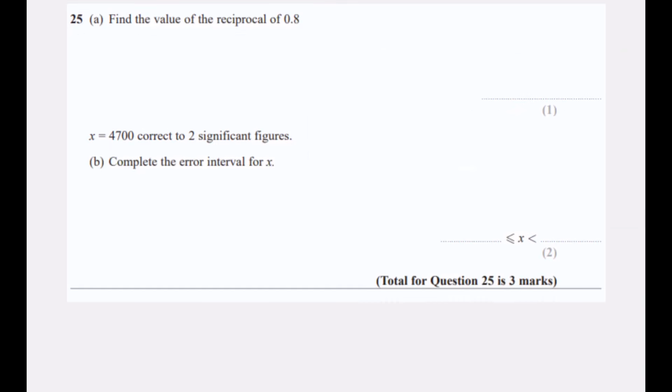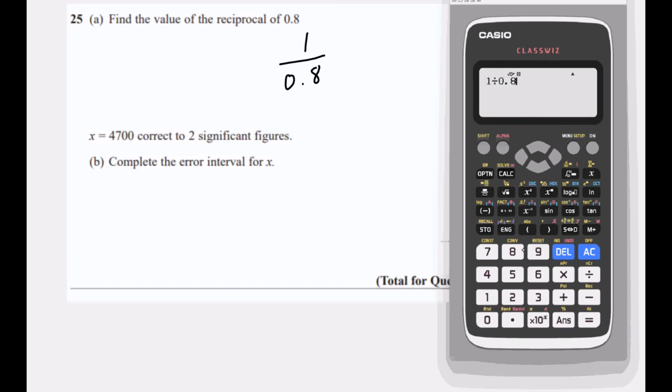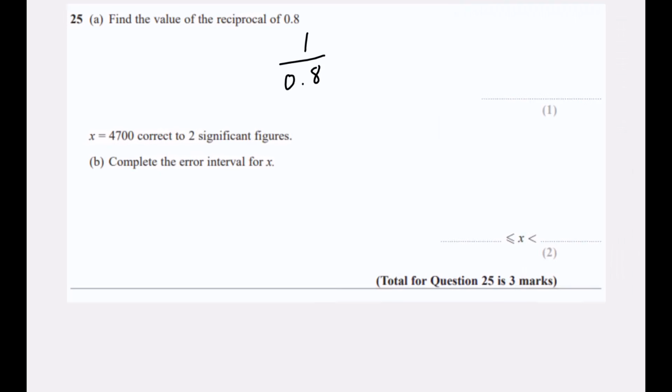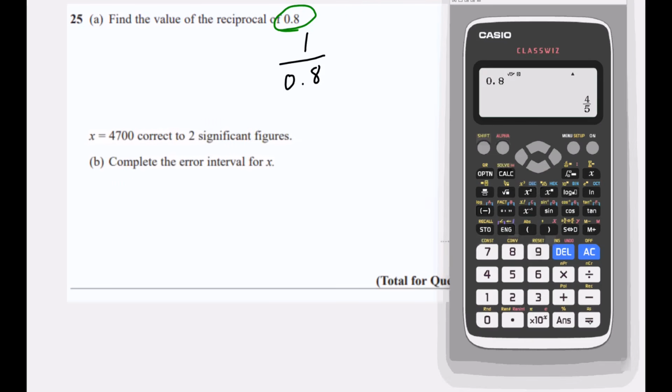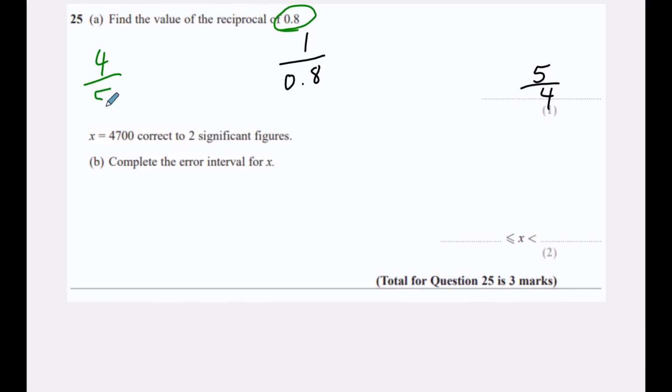Question 25. Find the value of the reciprocal of 0.8. So the reciprocal means it's flipped over. So 1 over 0.8. And 1 over 0.8 is 5/4. So we could also say 0.8, put it in the calculator, 0.8 is 4/5. And the reciprocal is that flipped over, 5/4. The top becomes the bottom and the bottom becomes the top.